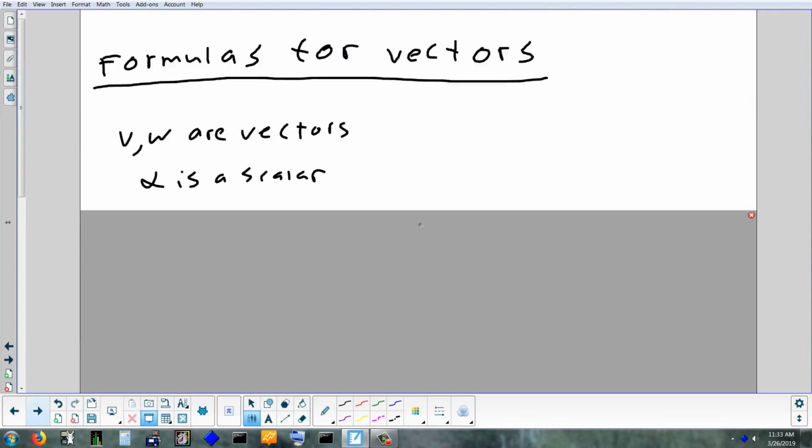All right, so let's look at some formulas for vectors. All these formulas that I'm going to give you, some of them will have up to 3 things in them. If you see a v and a w, those are vectors. If you see alpha, that's a scalar, okay? Just a number.